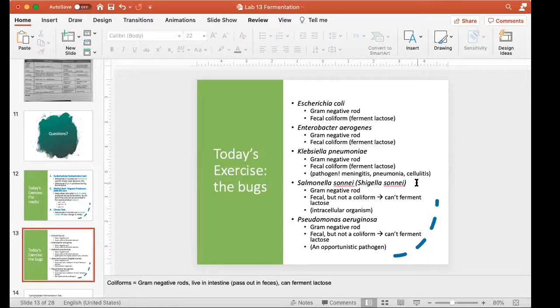The important thing to know is that it's an intestinal organism, but it's not a coliform, so it cannot ferment lactose. These are also pathogenic organisms. One of the key features of this organism that can make it pathogenic is this. It's capable of actually getting inside our cells. So it can literally invade our cells. Very scary. And of course, Pseudomonas, we've seen before. Pseudomonas can be perfectly harmless, but it can also be a pathogen.